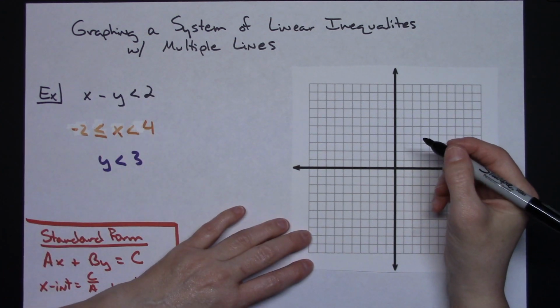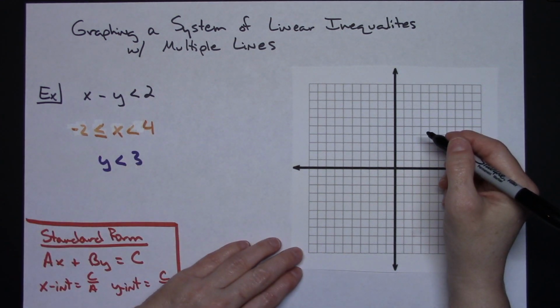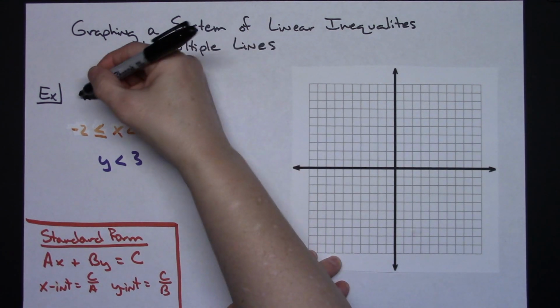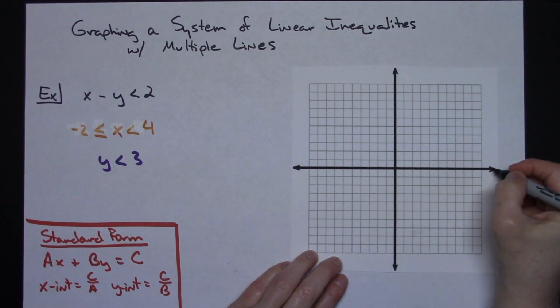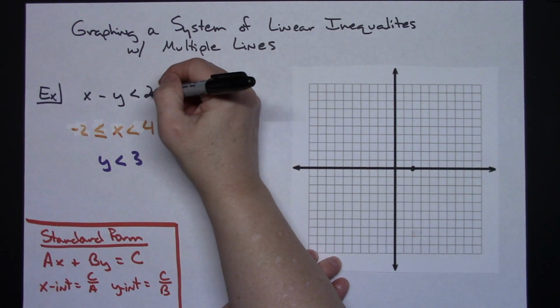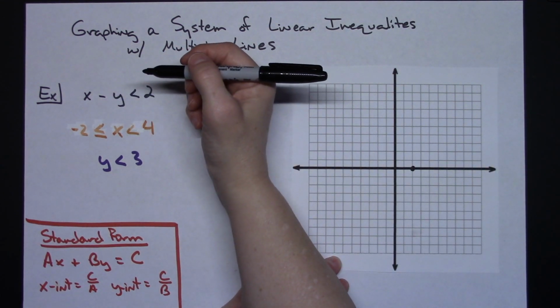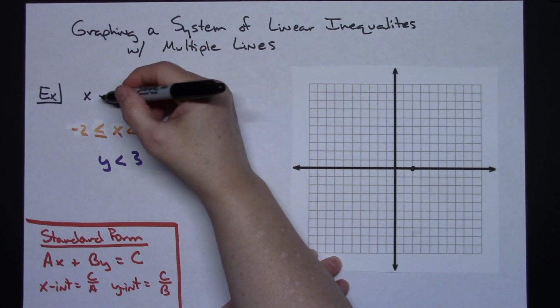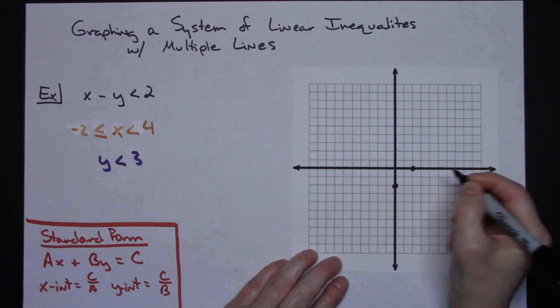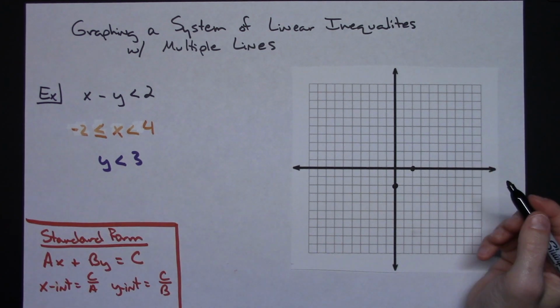It is in black. I am going to color code this. Since it is in standard form, I'm going to use my formulas here. So for my x-intercept, c over a, 2 divided by 1 is 2. So my x-intercept is 2. Same thing here, c divided by b is going to give me my y-intercept. 2 divided by negative 1 is going to give me a negative 2. So real quickly there, I've got 2 points. I can do the line.